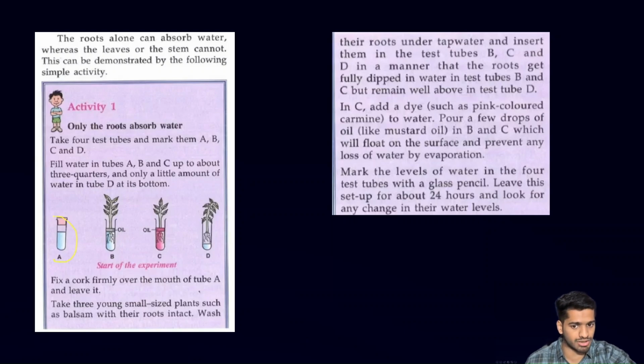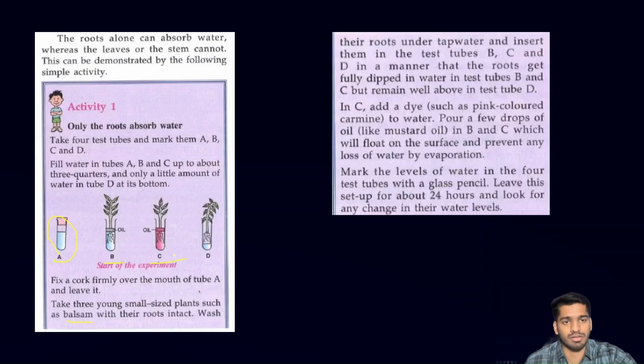If you look closely in test tube A, I've filled it with water and after that I've closed its mouth with a rubber cork just to prevent evaporation of water. In the second test tube, I'm going to fill it with water and place one balsam plant. It is a very small size plant and I'm going to make sure the roots of this plant are in contact with the water, as well as add some oil just to prevent evaporation of water, so that the water will be inside only. It is not going to escape in the form of water vapors.